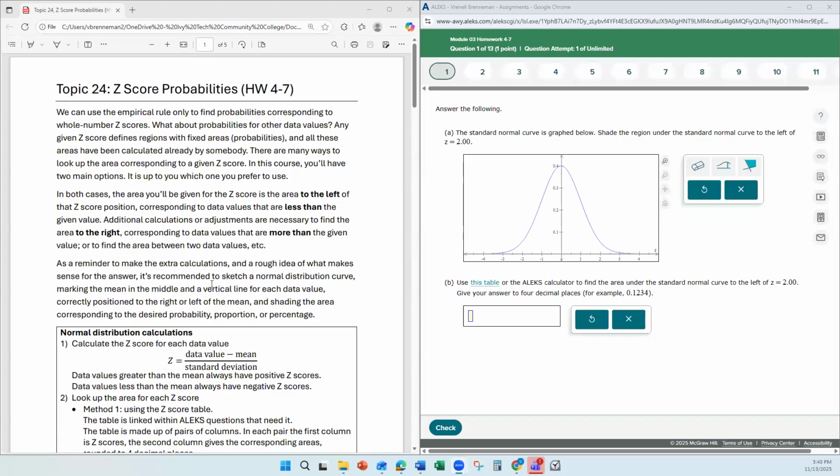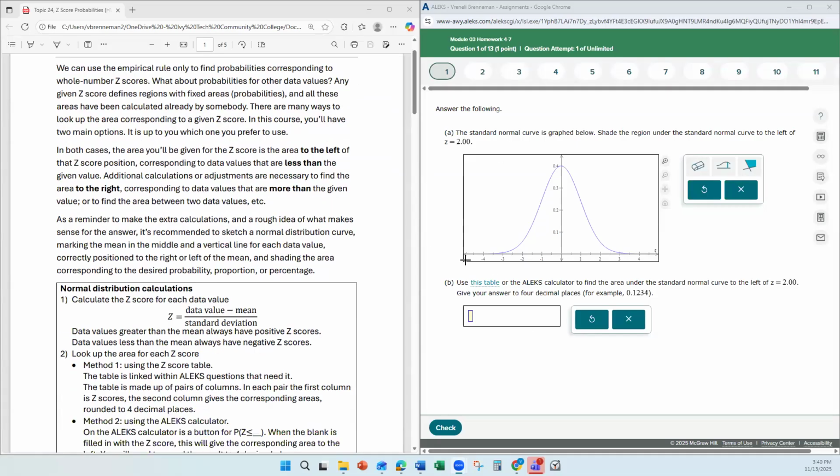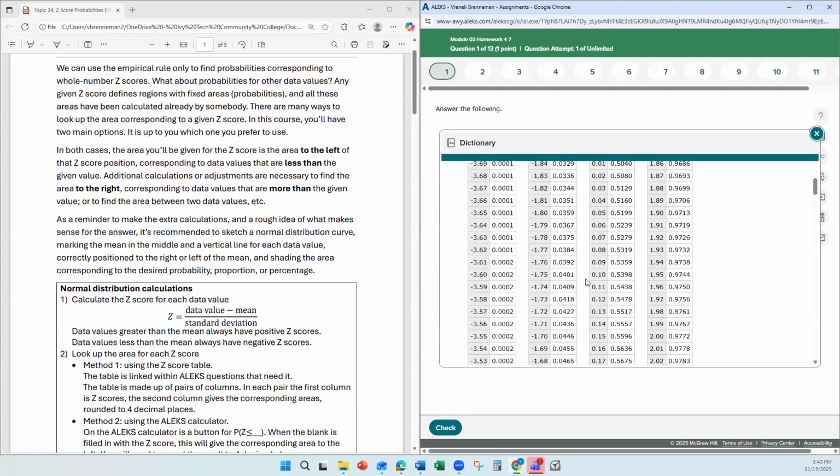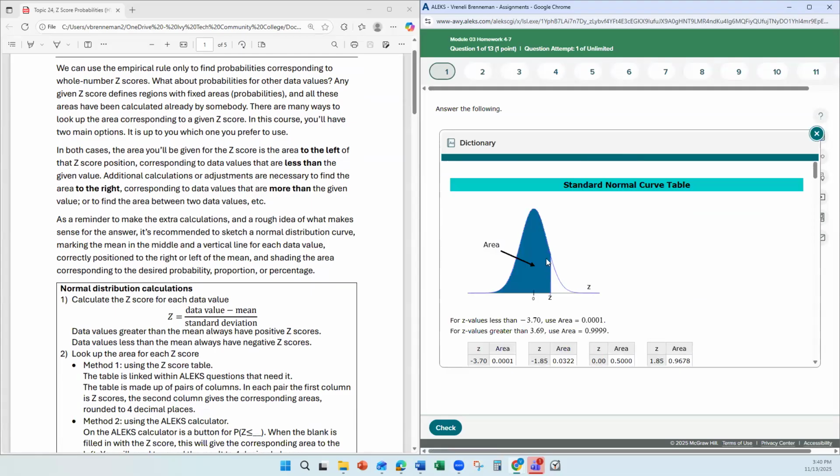This video is over topic 24, numbers 1 and 2, finding area given z-scores. In ALEKS, anytime you need to do this process, you will have something that says use this table or the ALEKS calculator. So use this table, you click on this, you get this table. The table tells the area to the left of the z-score. That's super important to know. It tells the area to the left.